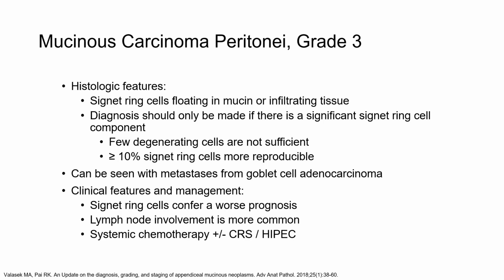So we don't want to see a few degenerating cells that may look a little bit like signet ring cells, and it's been described in the literature that having at least 10% signet ring cells is more reproducible. Interestingly, this pattern can also be seen with metastases from goblet cell adenocarcinoma, so we do want to figure out what the primary tumor was. And as in other types of cancers, signet ring cells confer a worse prognosis. Lymph node involvement is more common than if signet ring cells are absent, and these patients receive systemic chemotherapy plus or minus cytoreductive surgery and HIPEC.